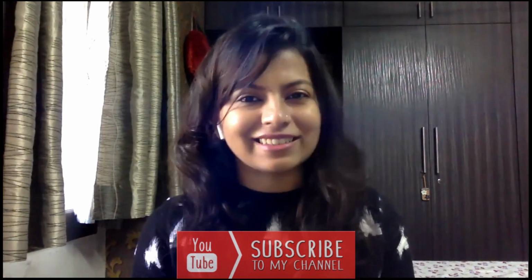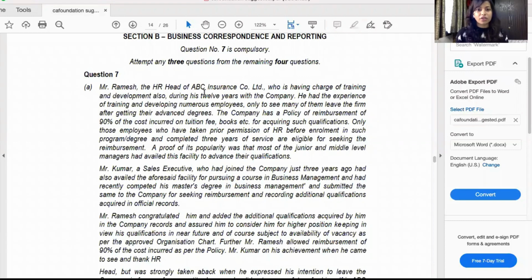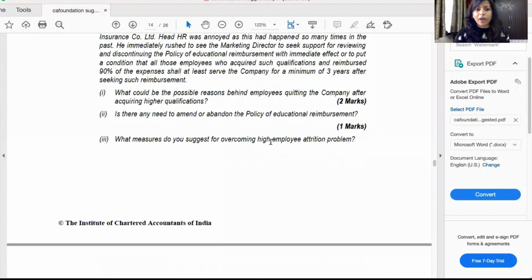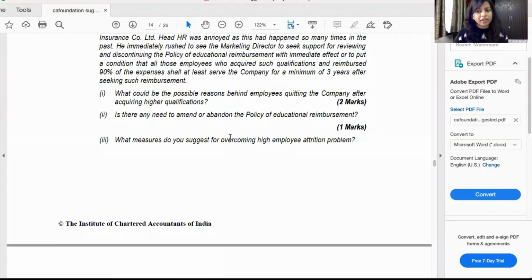So let's get started. This section, business correspondence and reporting, comes for 40 marks. Here you'll get 5 questions, out of which the first question is compulsory. You need to attempt any 3 questions out of the 4 questions left. In the first question, you'll get a paragraph, okay? And you need to answer a few questions related to this paragraph only.